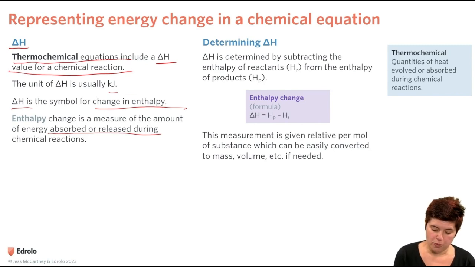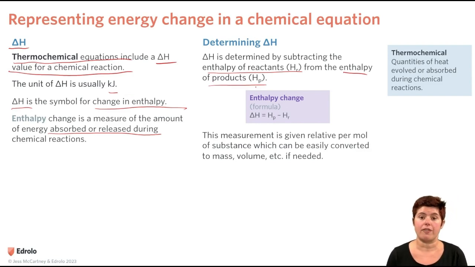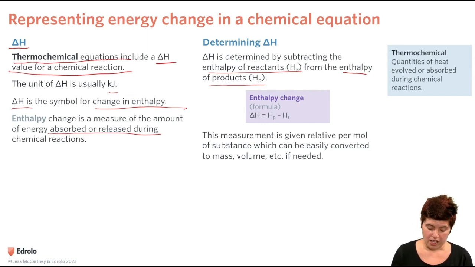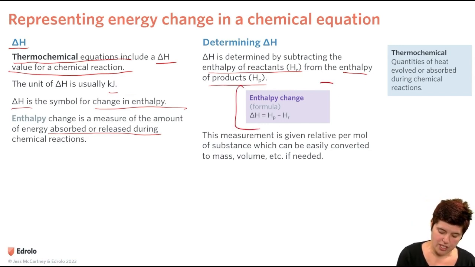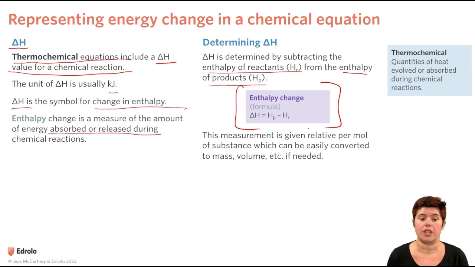Delta H is determined by subtracting the enthalpy of the reactants from the enthalpy of the products. So how much energy you have in the reactants from how much energy you have in the products. So this is a nice little thing to have in your notes, showing that calculation there.